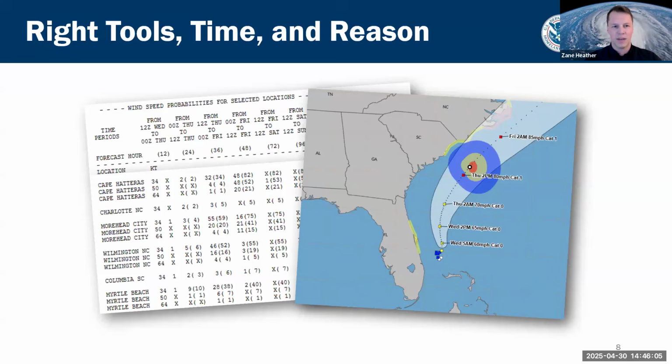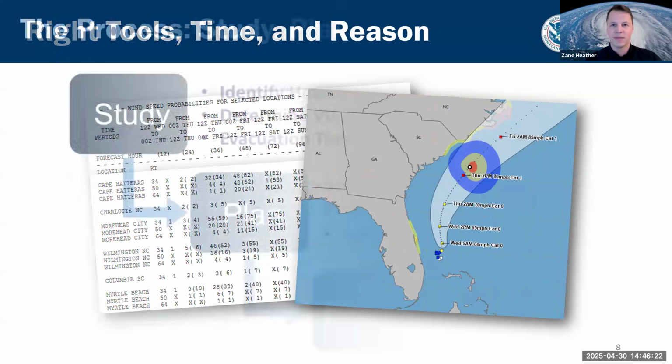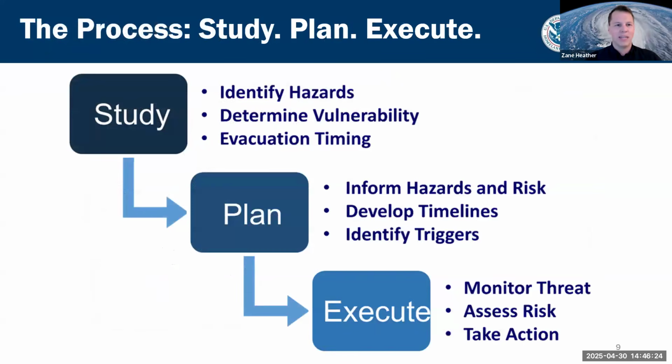So the tools we'll discuss, the timing to some extent, and then the reason has been discussed over the past 3 units as well. So the tools we'll cover in Unit 4, the timing and the reason will all be informed by forecast products and where you find yourself in the preparedness cycle as you prepare for hurricane season. So again, it's not just the plan, it's the process.